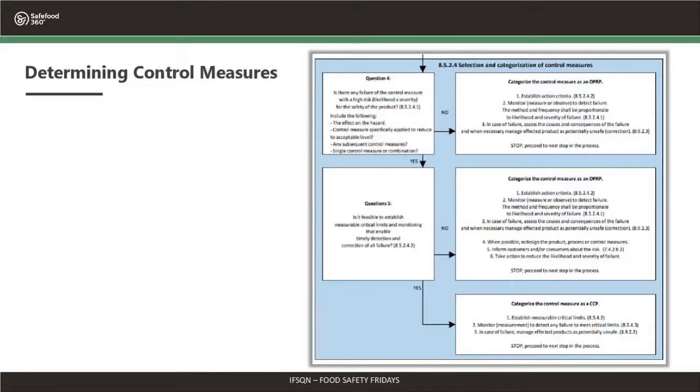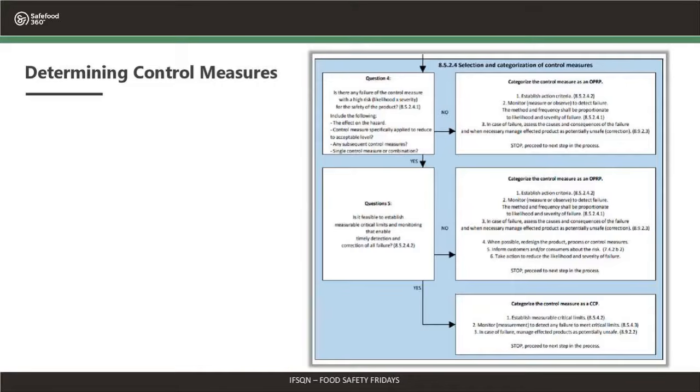So if it fails, there won't be perhaps a significant impact on the product. So we manage this as an OPRP. But if we say yes, that if the failure of the control measure was to happen, there could be a significant impact on the product, then we move on to question 5.